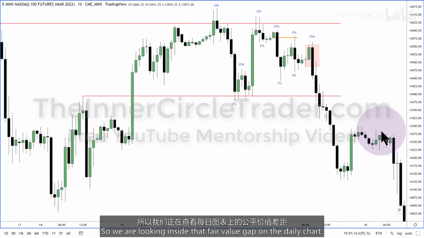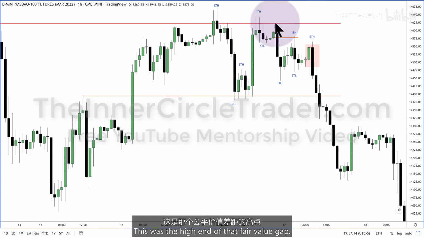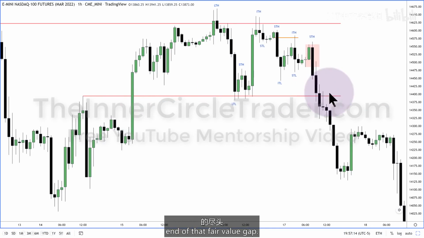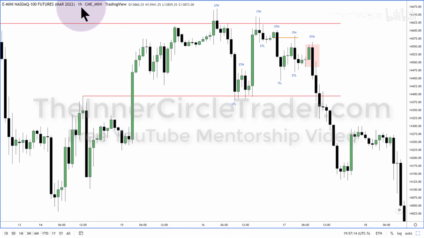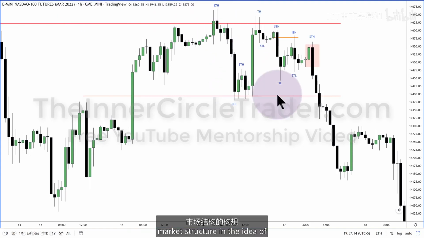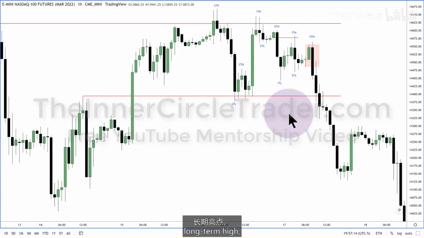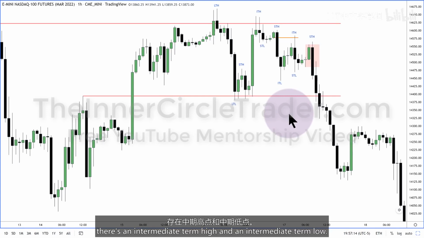All right, so we are looking inside that fair value gap on the daily chart. This was the high end of that fair value gap, and this was the low end of that fair value gap. The time frame on this chart, as you can see here, is 1 hour, and I've outlined market structure: the idea of long-term high, long-term low, short-term high, short-term low, and in between those two swing points, there's an intermediate term high and an intermediate term low.